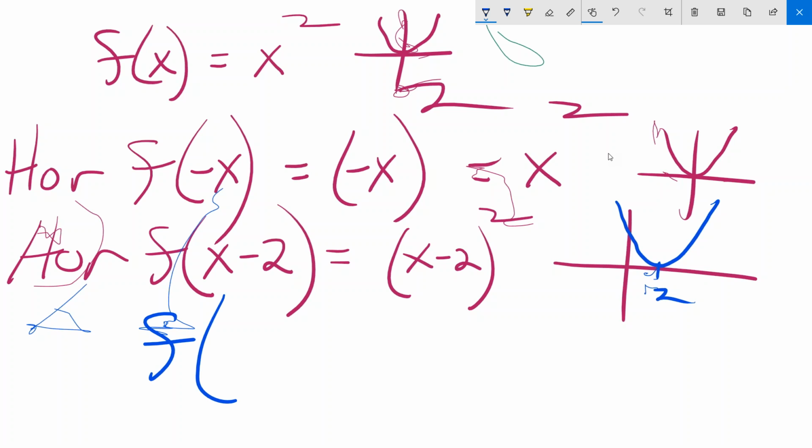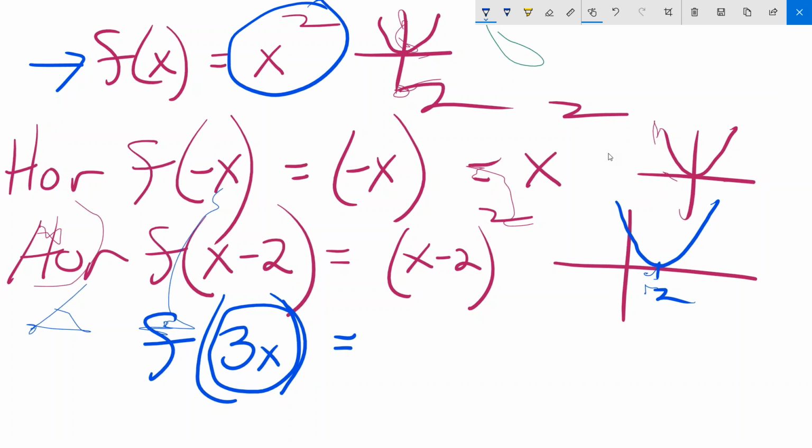The last one is if it's inside the function and it has a number in front of it like that, what is that algebraically? What do you do when you see something in the parentheses that's not x? You plug it in for x. You don't multiply it. This is not f times 3 of x. So what I do is I go up into that function, and wherever I find x, I plug in 3x.